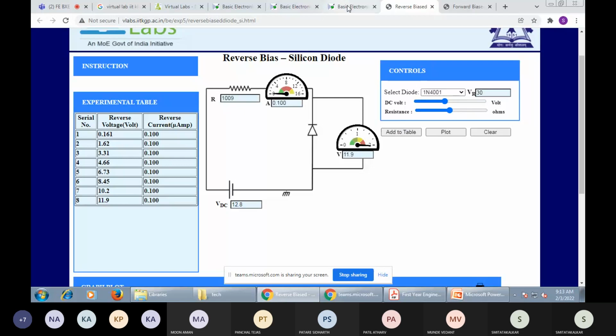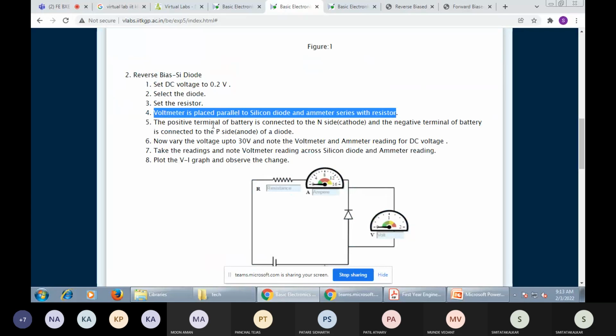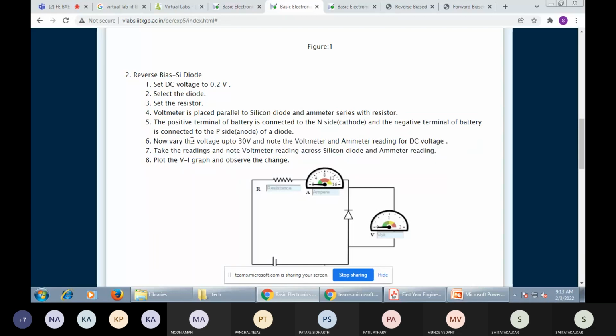And in the step-by-step procedure, point number 4 is still here. Then point numbers 5, 6 and 7. In step 5, it is connected to the N side of the cathode and the P side of the anode. Now vary the voltage. Still vary the voltage in the voltmeter and ammeter, and check the reading.